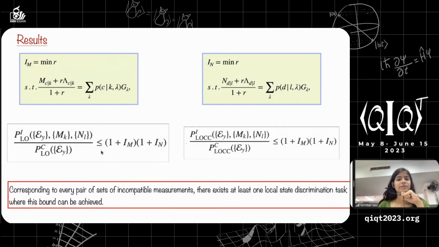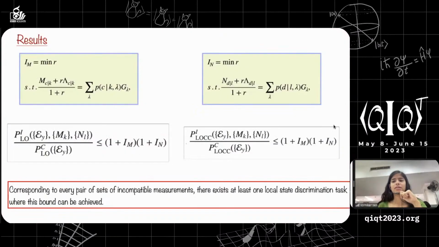So these ratios are upper bounded by a function of incompatibility. We have also shown that these inequalities can be reached for every set of measurements corresponding to a particular state discrimination task.